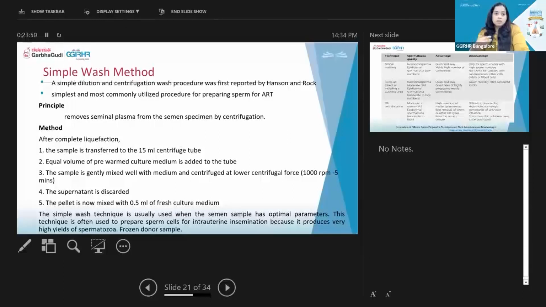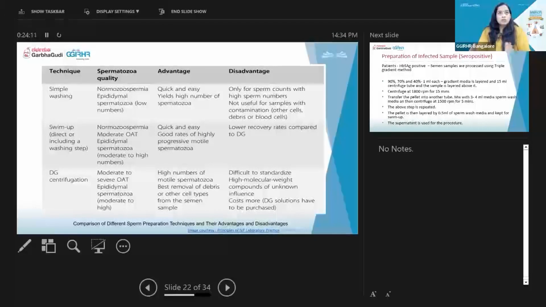These methods can be used for semen samples which have optimal parameters, with not much debris or leukocytes in them, or not many immotile sperm. You can also use this in the case of frozen donor sample processing. So this is the comparison of different methods, in what case which technique can be applied for which type of samples, and what the advantages and disadvantages are.